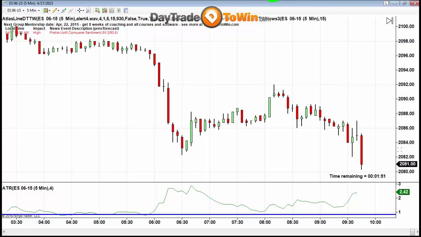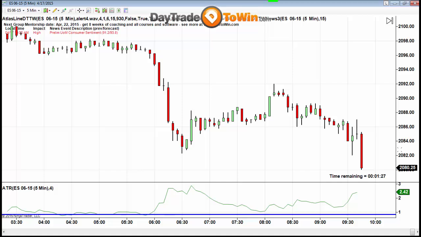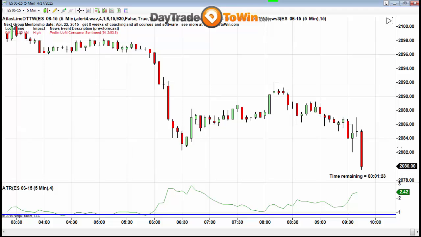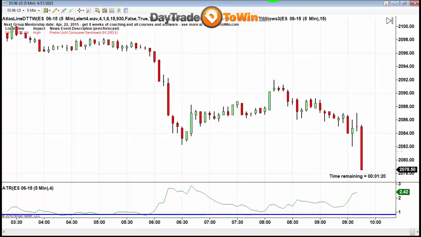Now, the at the open method, which I teach in the mentorship, and some of you may have it from years ago, or the Atlas line, they typically give you entries about 9:45, 10 o'clock, 10:15, around that area. So when you have a setup that's occurring right as a news event is about to be released, the problem is we don't know the direction. We don't know if there's even going to be a reaction. There's a lot of unknowns that are going to happen.